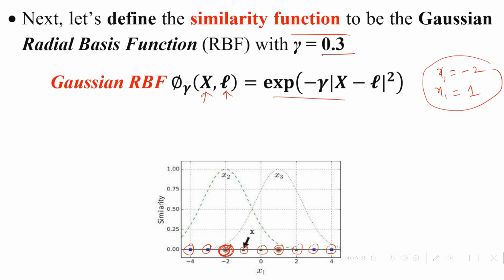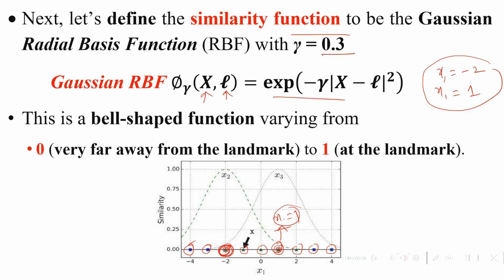And also we are going to find the similarity with respect to the other landmark, equal to 1. That is, we find the similarity between minus 4 and x equal to 1, and minus 3 to 1, and minus 2 to the corresponding landmark, like that. We are going to find the similarities with the help of the Gaussian radial basis function. This is a very, very important formula.